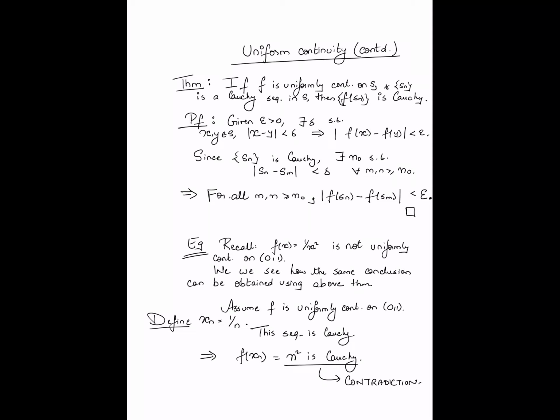Which implies that our assumption that f is uniformly continuous on 0, 1 is in fact not true. Okay, so that was the first of our results. Now we will have one more result which also gives us a condition for checking uniform continuity over open intervals. The basis of that result is the following definition.